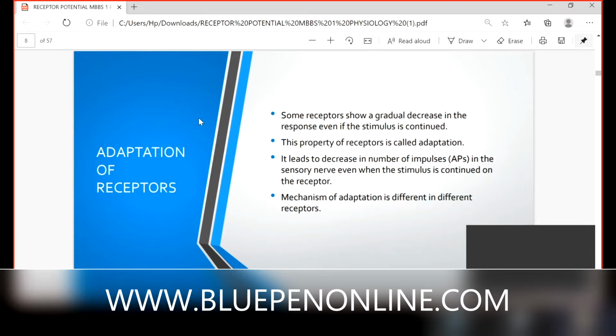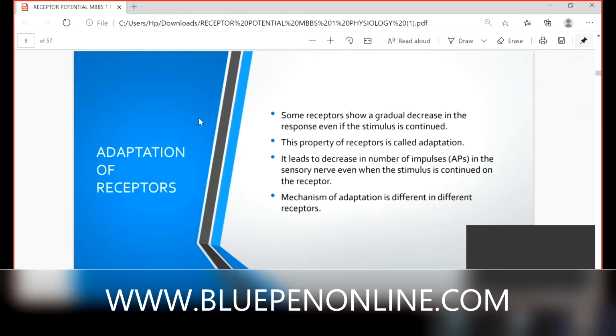That is, some receptors show a gradual decrease in the response even if the stimulus is continued. Usually if the stimulus is continued, the response has to continue, isn't it? But in case of certain receptors, there will be a decrease in the response even if the stimulus is continued. This property of receptors is called adaptation. Last class we already saw slow adaptation and fast or rapid adaptation.